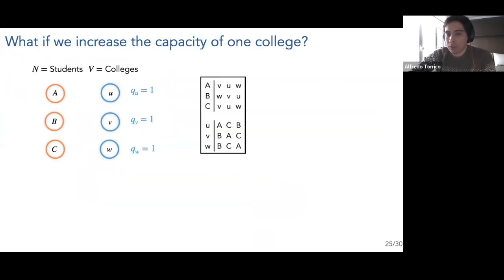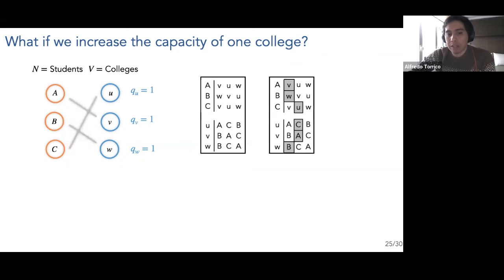Let's say we have 3 students and we have 3 colleges. Each college has capacity 1. And the rankings are denoted in this black box. So for example, A ranks first B, and then U, and then W, and U ranks first A, and then C, and then B. Okay. So believe me for now that the edges in gray correspond to a stable matching. And actually it is the best stable matching for the students.